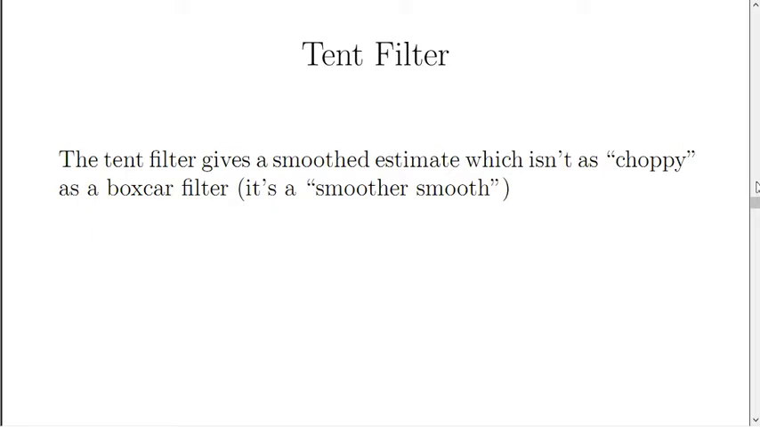By the way, the tent filter gives a smoothed estimate which isn't as choppy as a boxcar filter. That's because the boxcar filter has those sharp edges. It drops from its regular value right down to 0 outside the window, whereas the tent filter goes to 0 from the middle of the window much more smoothly, and so it gives a smoother smooth.